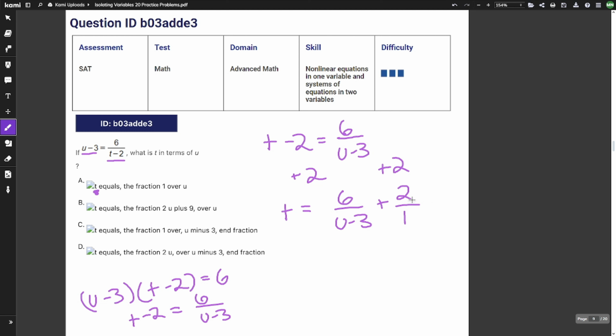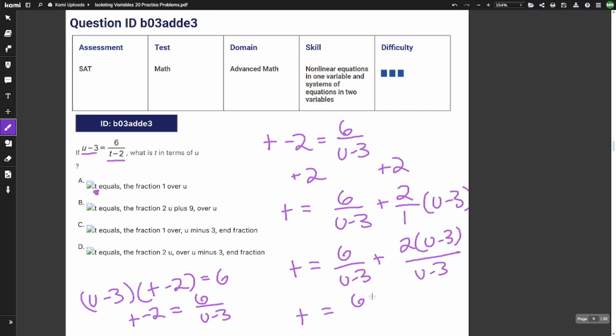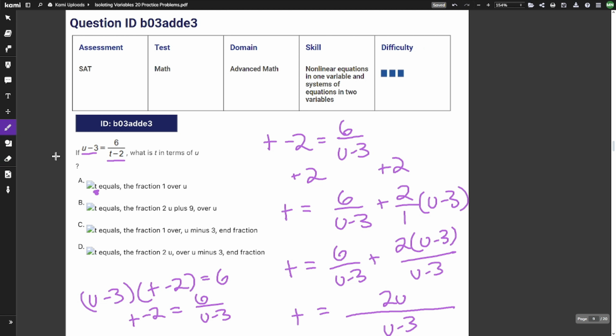So we're going to multiply this entire 2 by u minus 3. And we get that t is equal to 6 over u minus 3 plus 2 times (u minus 3) over (u minus 3). Now if we combine everything, we get that t is equal to 6 plus 2 times u, which is 2u, minus 2 times 3, which is 6, all over u minus 3. And this positive 6 and negative 6 cancel each other out. So our answer is going to be 2u over u minus 3.